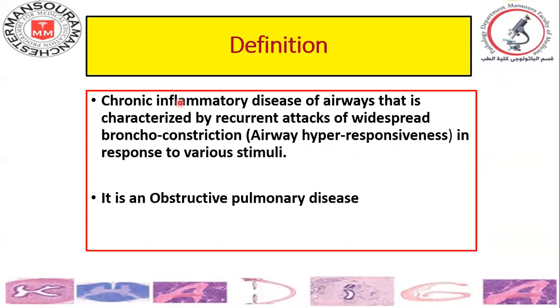Bronchial asthma is a chronic inflammatory disease of the airway. It is characterized by recurrent attacks of widespread bronchoconstriction, which we call airway hyperresponsiveness, in response to various stimuli. It is one of the obstructive pulmonary diseases.